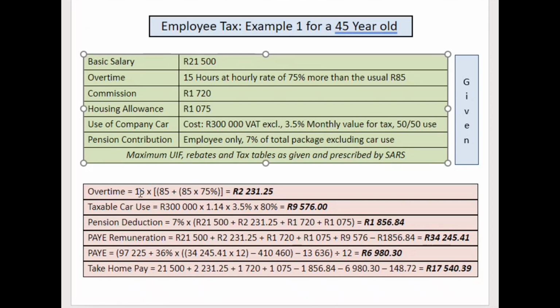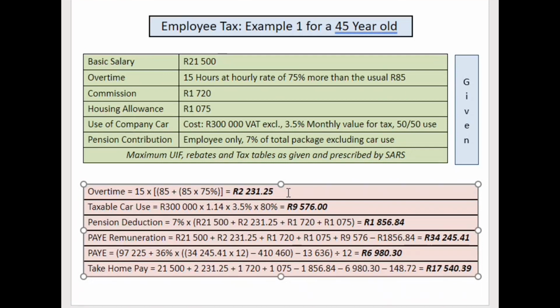They say to you, 15 hours at an hourly rate of 75% more than the usual 85. So it says to you, normally you get 85. But to that 85, you must add 85 times 75%. And then you multiply all of that with 15. Because it is not 75% of his usual rate, it's 75% more. So therefore you have the plus there and the multiplication there. And then you get to an amount there of 2,231 Rand and 25 cents.